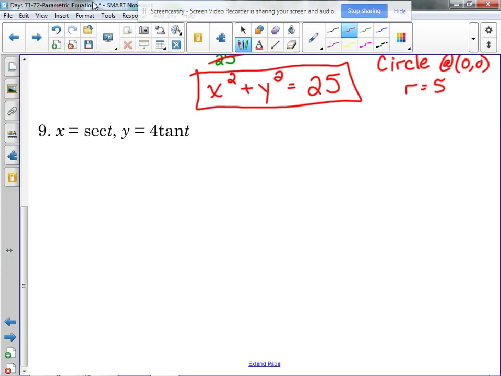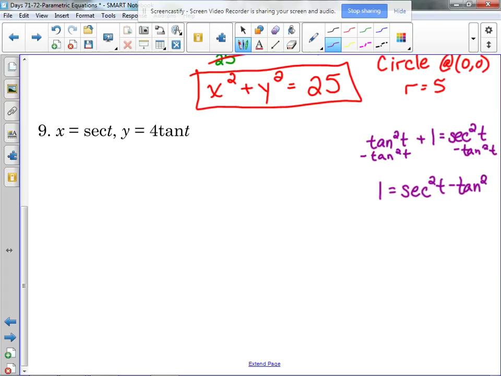So if we're thinking along the same lines as what we just did, we used the trig identity, sine squared plus cosine squared equals 1. So what was the one with secant and tangent? Anybody remember? Tangent squared of t plus 1 is equal to secant squared of t. So if we're going to use it in the same context, we need secant and tangent on the same side. So we need to subtract tangent. So 1 is equal to secant squared of t minus tangent squared of t.